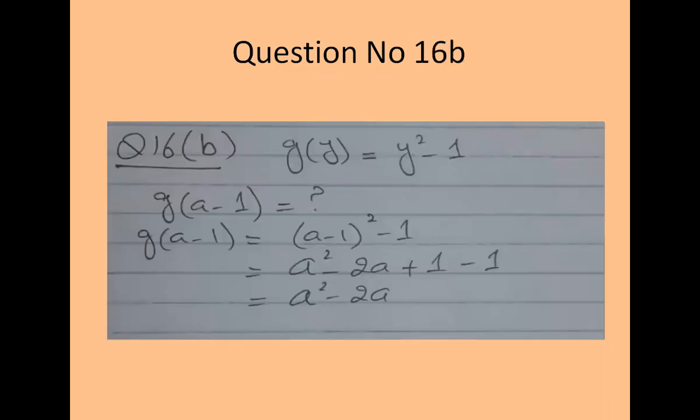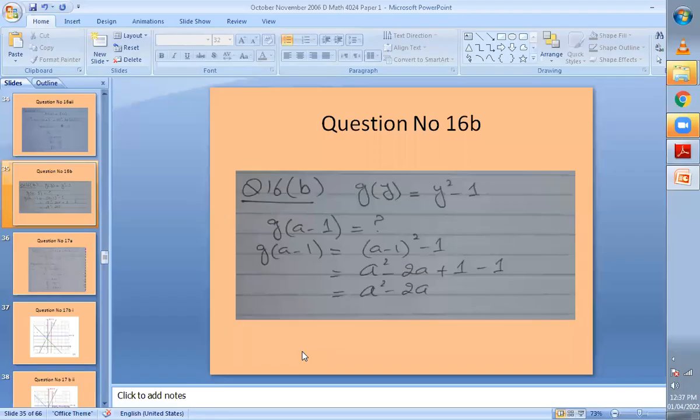g of y is equal to y squared minus 1. The g of a minus 1 we have to find out, so in the place of the variable in this function, put a minus 1. So g of a minus 1 will be equal to, in the place of this y, I will put a minus 1 whole squared. When I open this whole square, it will be a squared minus 2a plus 1, and minus 1 is there, so the 1s will be gone. So you will have a squared minus 2a. So this is how you do question number 16, and its B part.